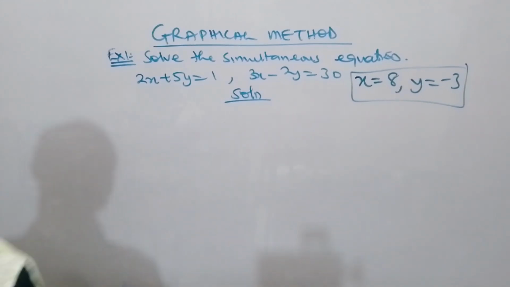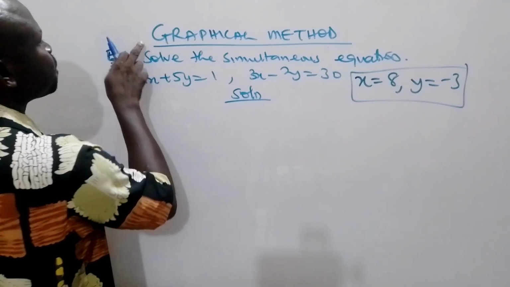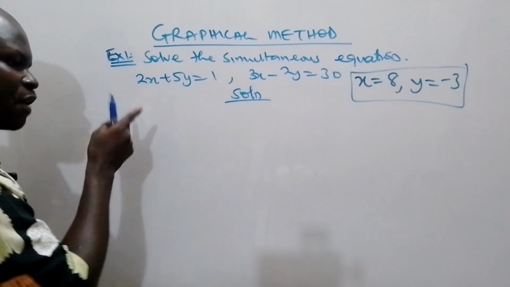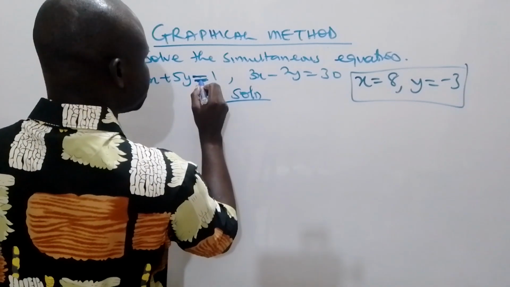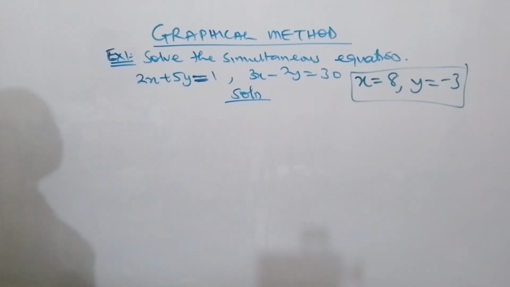Now we want to look at how we can solve this simultaneous equation using the graphical method. Of course, the limitation of the graphical method is that the use of a graph will be required. So if you don't have a graph book or graph board, we cannot solve this correctly. We can only estimate, like what we are going to do now.